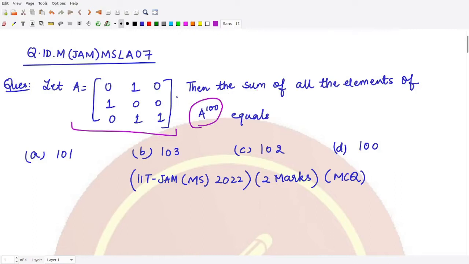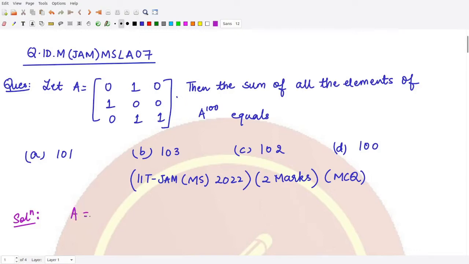So in order to know the sum of all the elements of this matrix A to the power 100, we should know exactly what A to the power 100 is. So how would you calculate the 100th power, by multiplying the matrix A to itself 100 times? The answer is no. Instead, we can generalize our result. We could calculate a few of the powers.